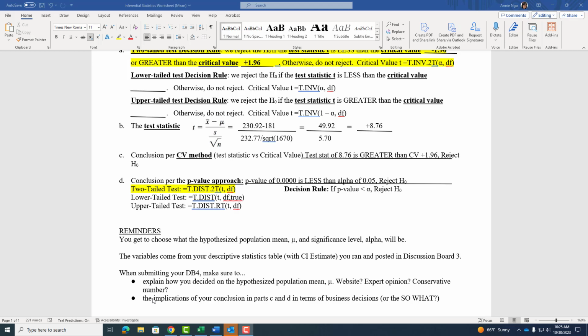Okay. And then more importantly, what are the implications of your conclusions in part C and D in terms of the business decisions? You need to explain the so what. So what if we're rejecting the null, right? And so take a look at the discussion board. I do explain the interpretation behind this. And if you've got any questions, just let me know.